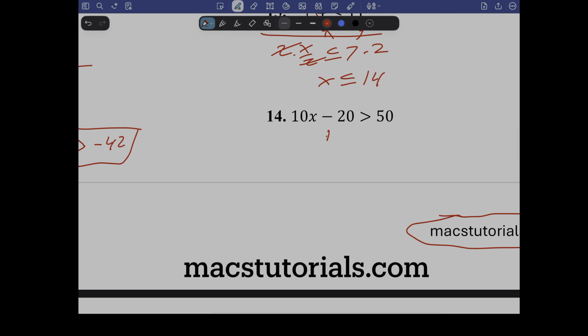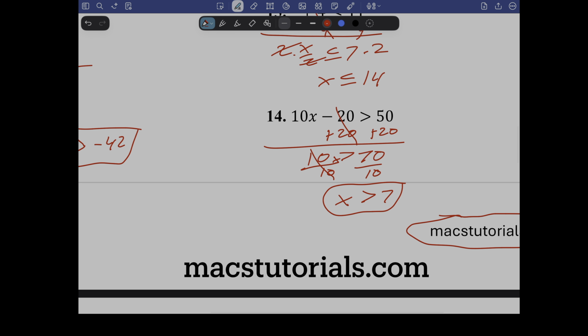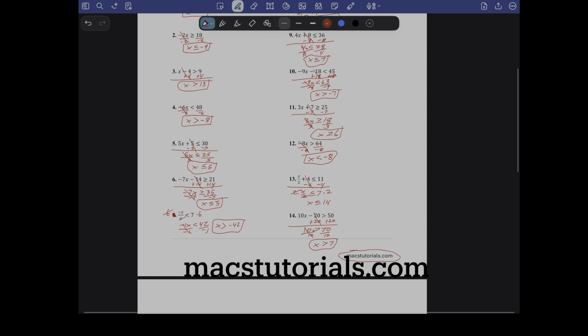And last one, number 14. I'm going to add 20 to both sides. And I'm going to get 10 is greater than 70, 10x. And once I divide by a positive, that's okay. I can divide by a positive. X is greater than 7. I don't change in this one. So this is the first one since we did inequalities where we mixed it.